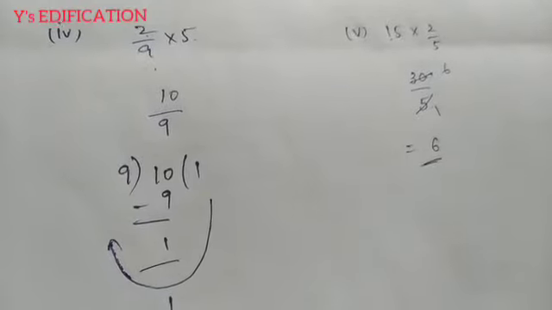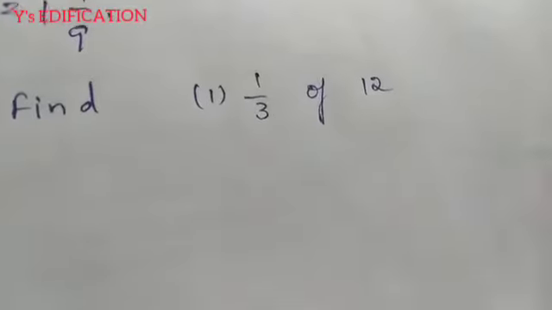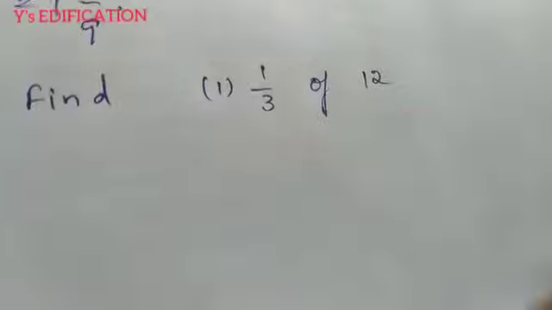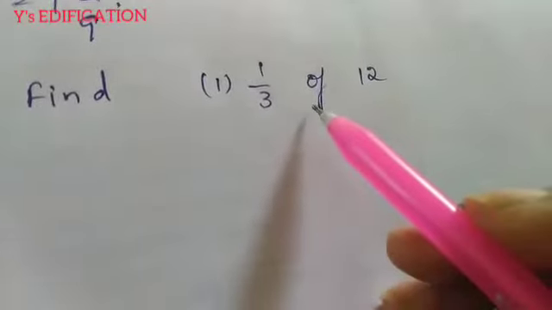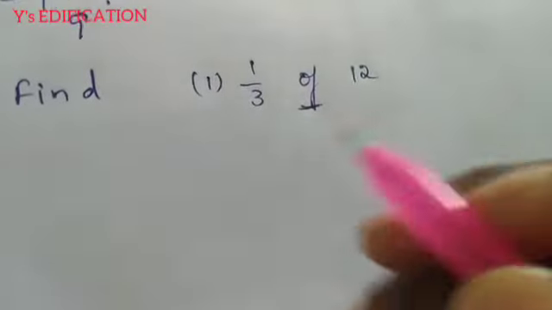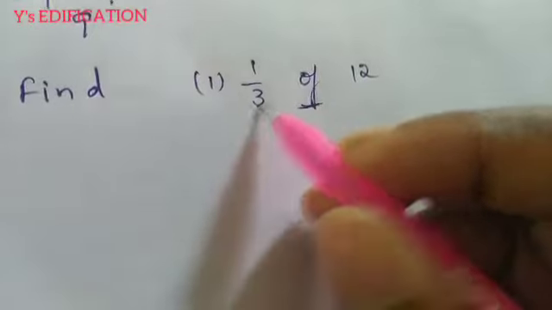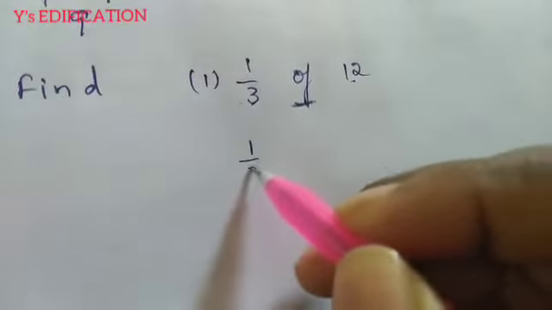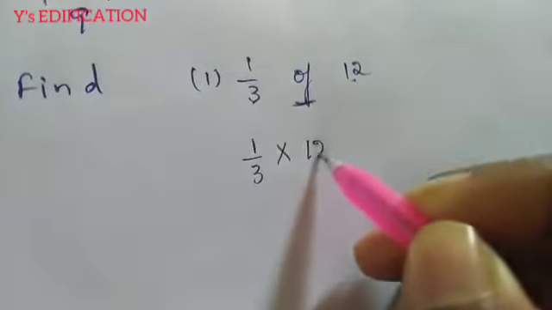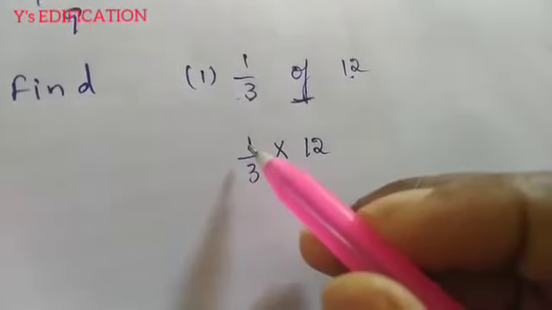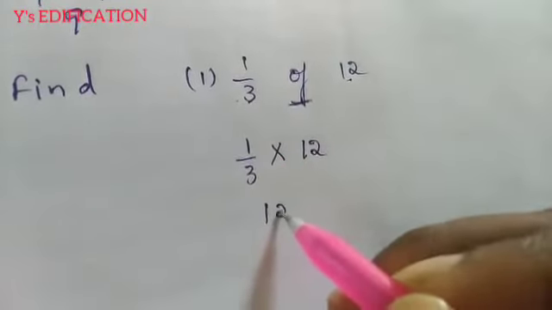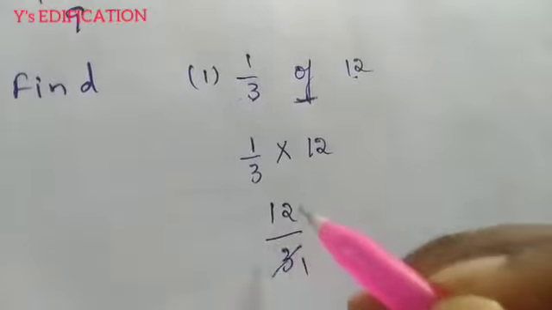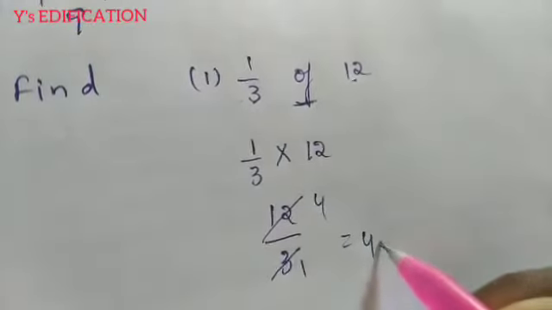Okay. Let us see a few more problems. Find 1 by 3 of 12. Here already I have told you, of means multiplication. Whenever you see "of" in between any two numbers, simply write it as a multiplication. 1 by 3 into 12. So 1 into 12 is 12 by 3. Cancel this, 3 into 1, 3 into 4. The answer is 4. That's it.